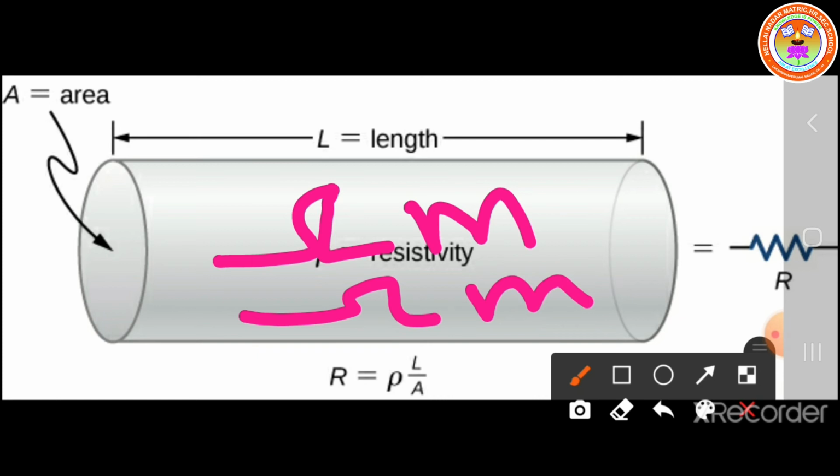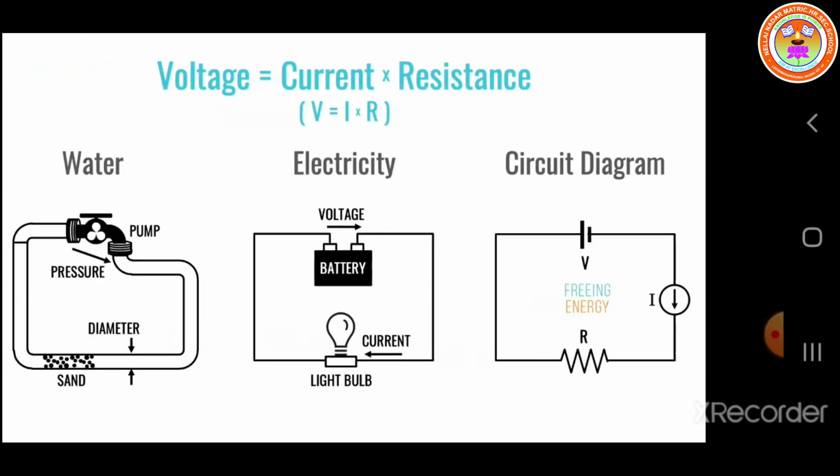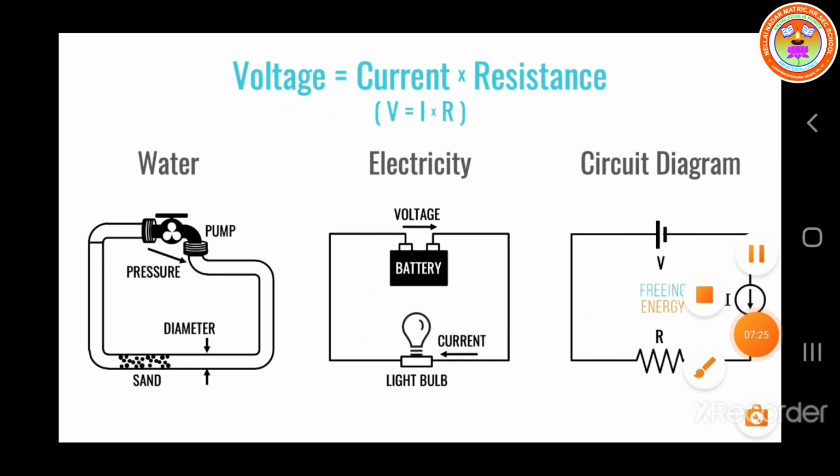So, what is the electrical resistivity for silver, copper and aluminum? Each has a different resistivity. For example, the resistivity of silver is 1.59 × 10^-8. The resistivity for copper is 1.68 × 10^-8. The resistivity for aluminum is 2.82 × 10^-8.